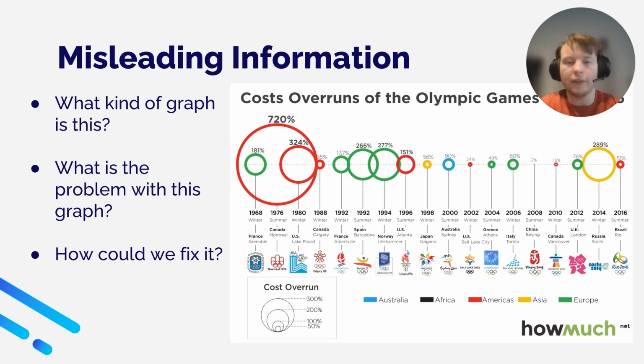In the second graphic example, we have cost overruns of the Olympic Games for a bunch of different years. The main problem with this graph is that it changes the radius of the circle rather than the total area of the circle. What I mean by that is if you look at the 324% circle, it is like 4 times smaller than the 720% circle, even though that's really only about half the cost overrun. So a way to fix this might be to make the area of the circle vary based on cost overrun rather than letting the radius of the circle vary based on cost overrun.